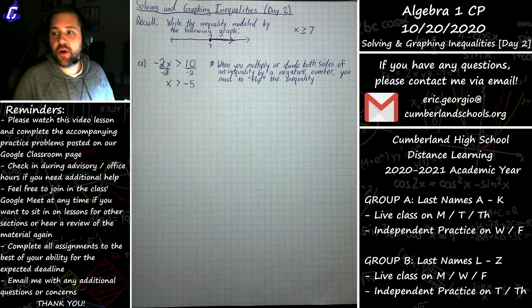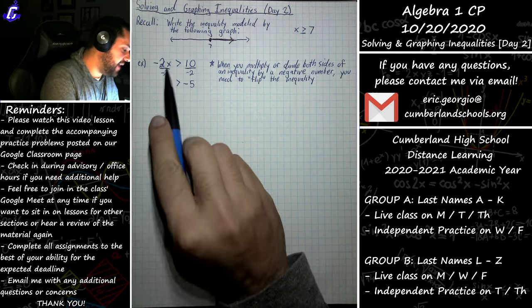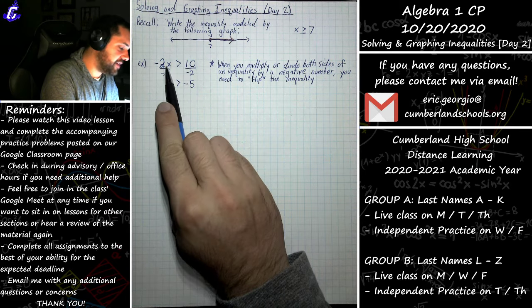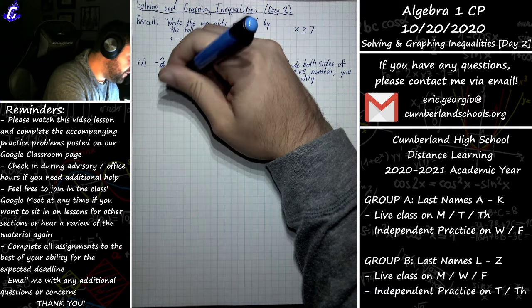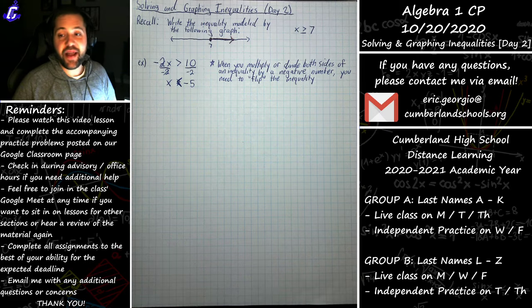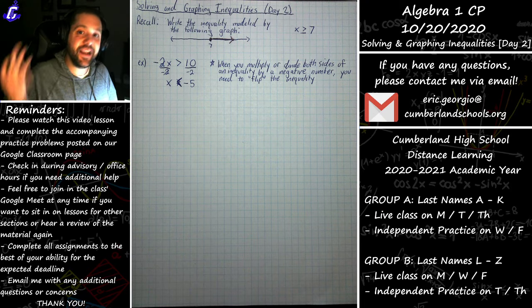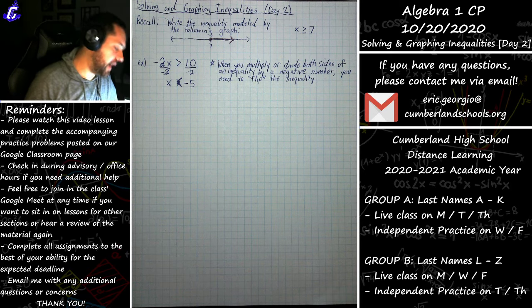So when you multiply or divide both sides of an inequality by a negative number, you need to flip the inequality. And what I mean by that is instead of leaving this side being greater than this side, we flip it around to account for the fact that we divided by that negative, and now this would hold true because the negative sort of inverts everything. It makes everything the opposite.